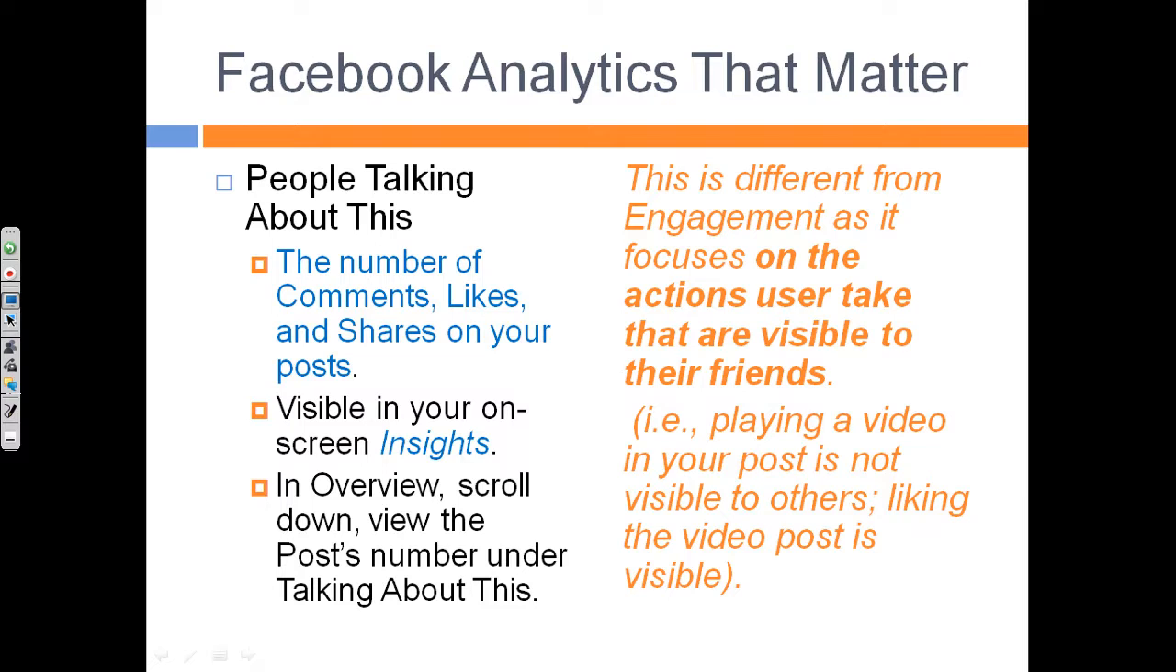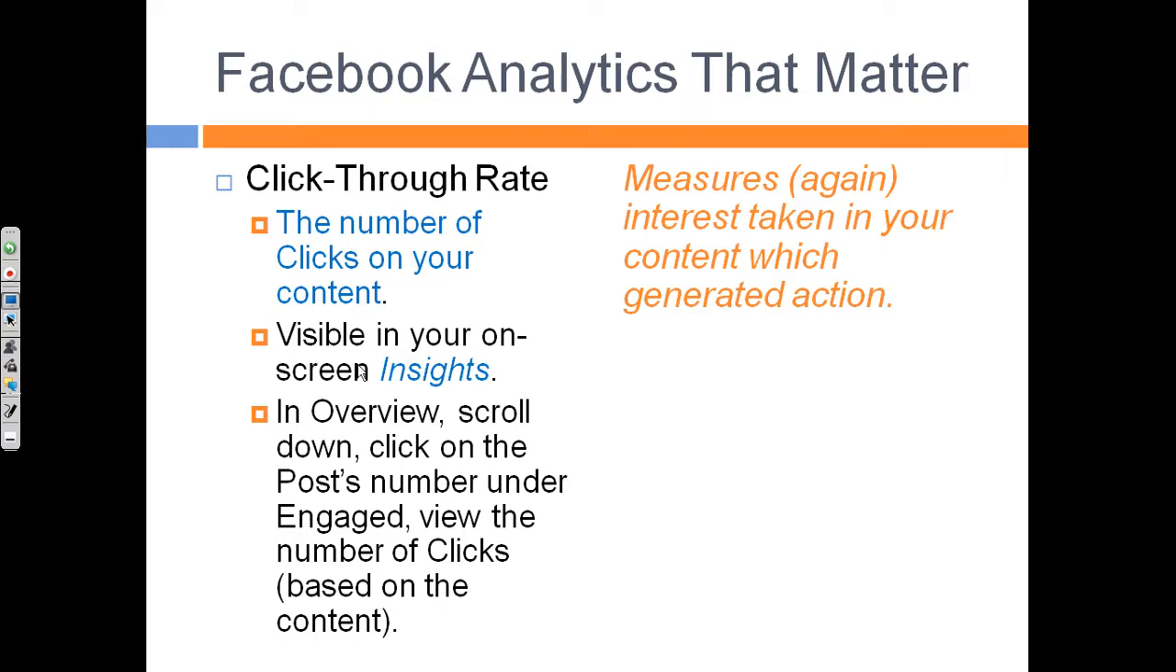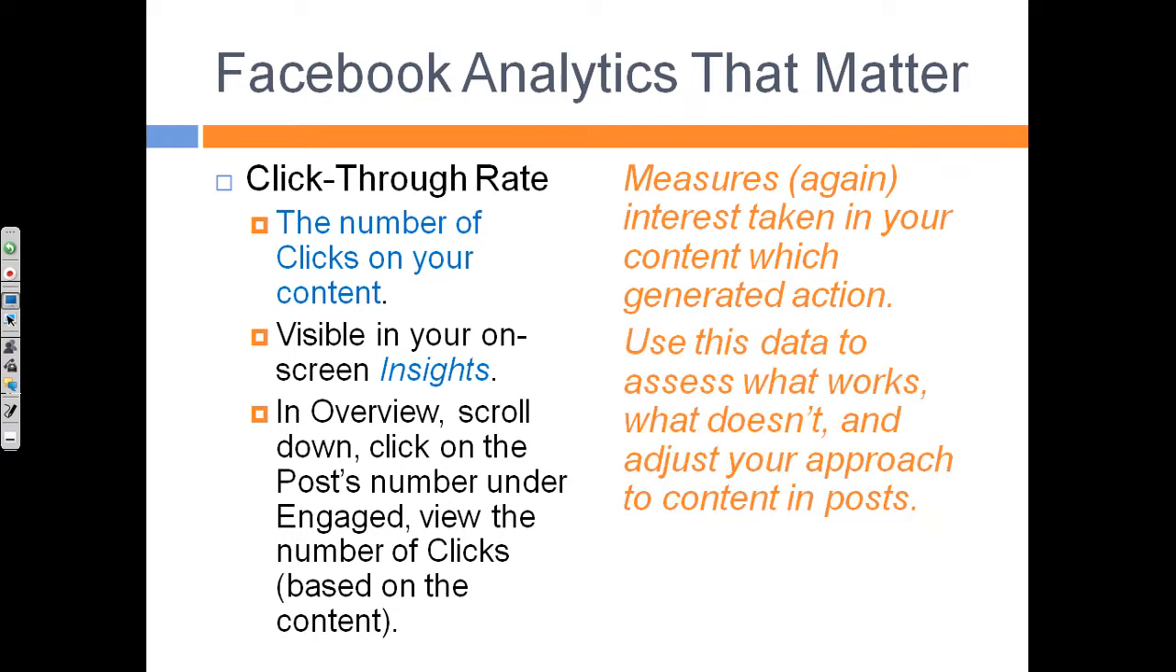We're all familiar with this one probably, the click-through rate, the number of clicks on your content. So again, if you go on the Insights in your overview and under the post number for engaged, you can view the number of clicks. This measures again the interest taken in your content, which generated action. And you can use this data to assess what works, what doesn't, and adjust your approach to content and posts. And again, that's on your Insights, just in the same place we just were.